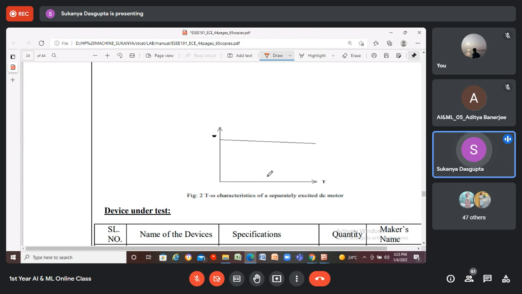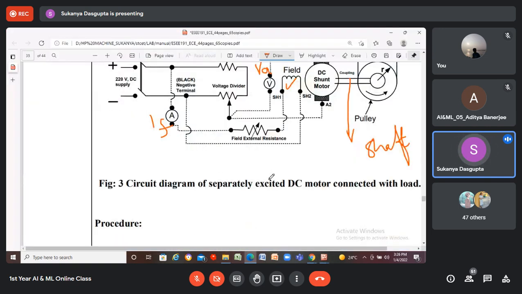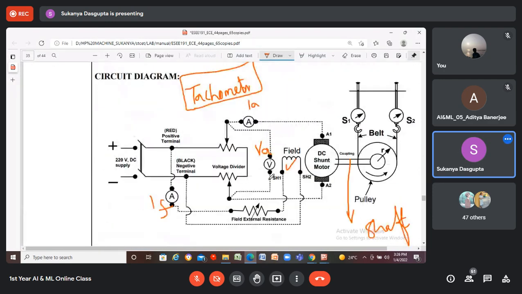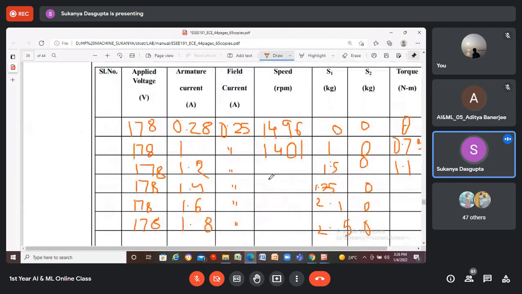Where speed is almost constant. Speed torque characteristic curve, not torque only. Speed torque characteristic curve is almost constant. It has a very small slope. It's almost parallel with the x-axis. You should get this type of characteristic curve, but you will draw the curve based on the data you have from these experimental results.